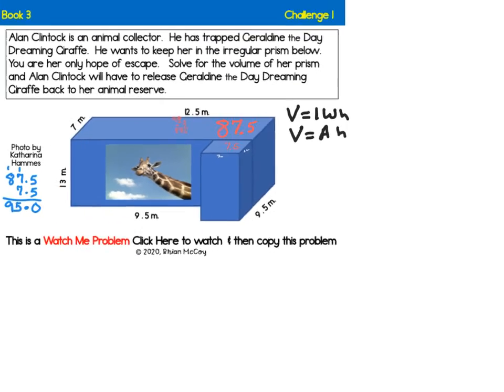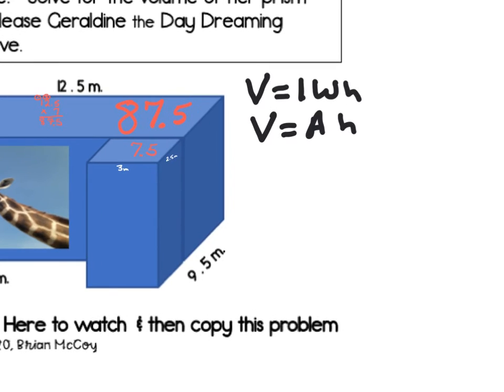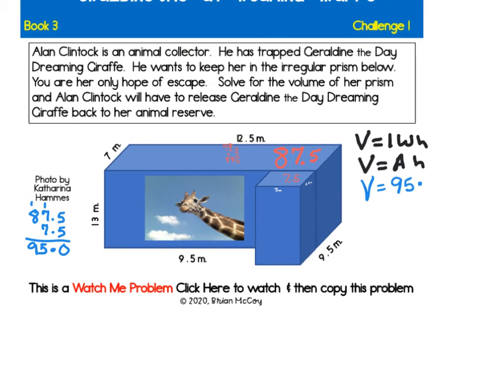So let's come on over here and we'll plug this in. I'm going to do this in blue now. V equals, and it is 95. And I'm multiplying that by the height, which over here is 13. As you see right here, from here to here is 13. So I'm going to multiply by 13 over here. Let's drop the 13 right there.